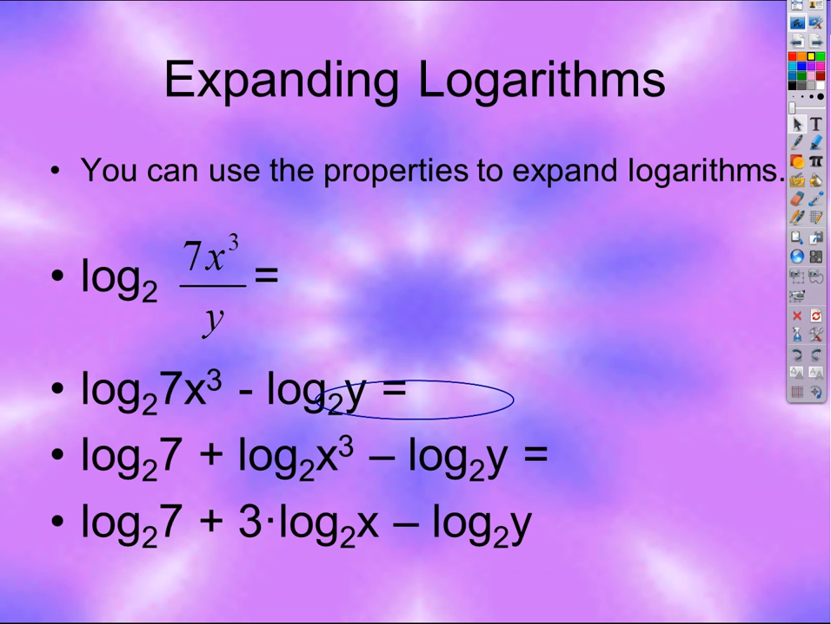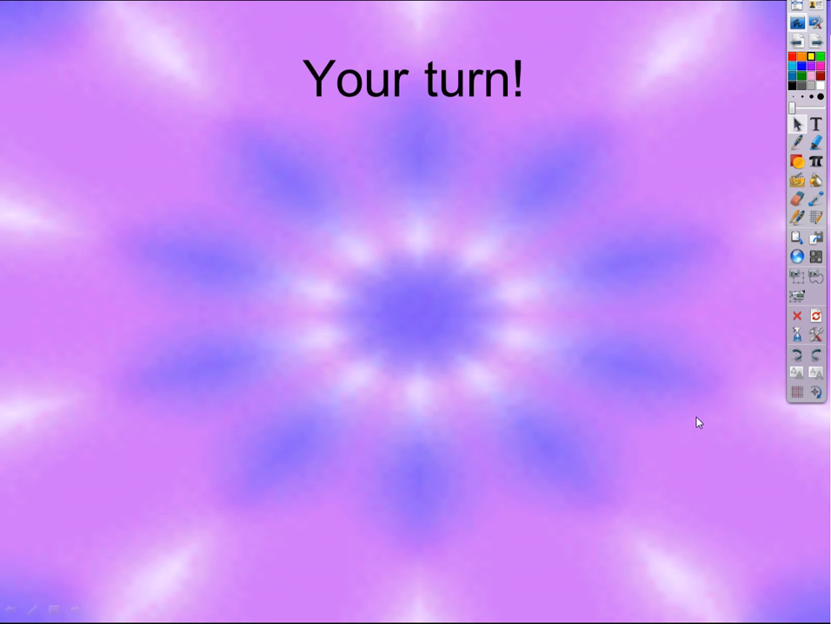No, just put the 3 in front of the log is fine. That times sign is just optional. I mean, we know it's there. It's implied multiplication if it's next to the log. Good question. Okay, so what about this one?